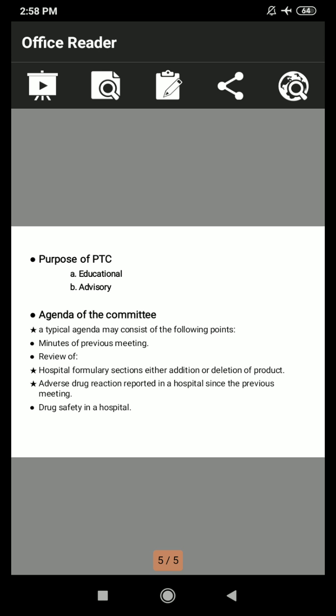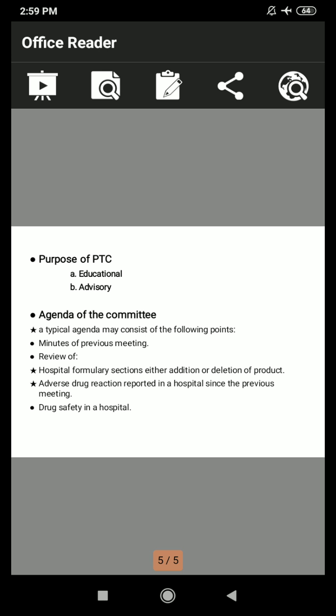The meeting of the committee should be at least 6 times in a year and whenever necessary. The minutes of the meeting are prepared by the secretary and he is supposed to maintain the record permanently. Then the recommendation will be presented to the medical staff for their implementation. Functions and objectives of the P and T committee we will discuss in the next lecture. I will stop here.